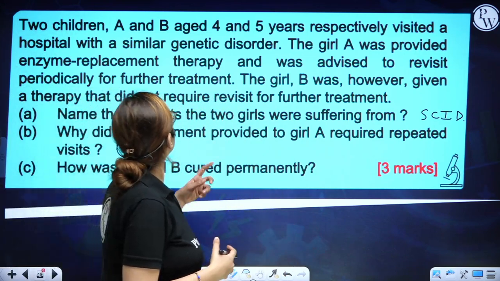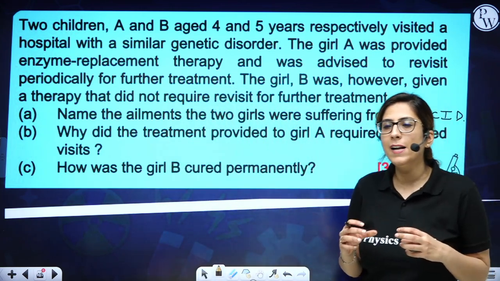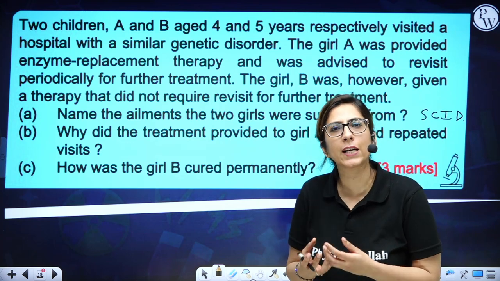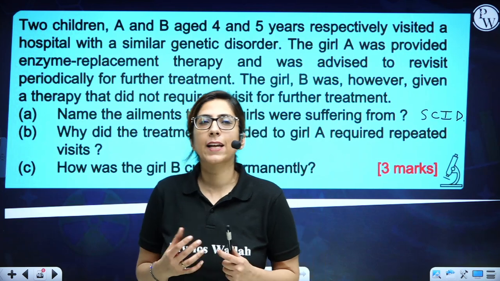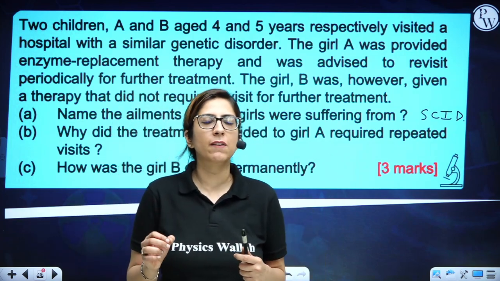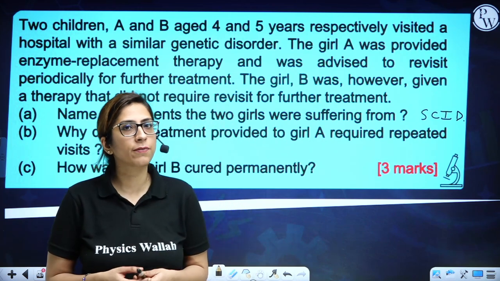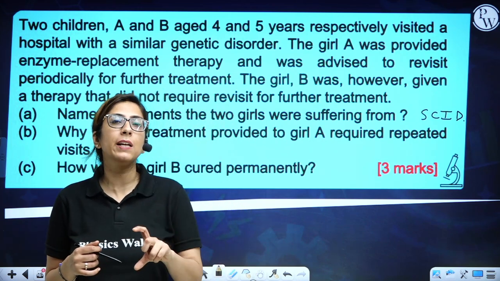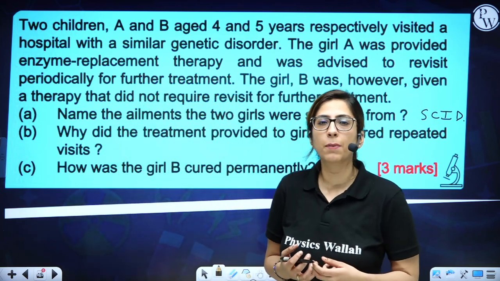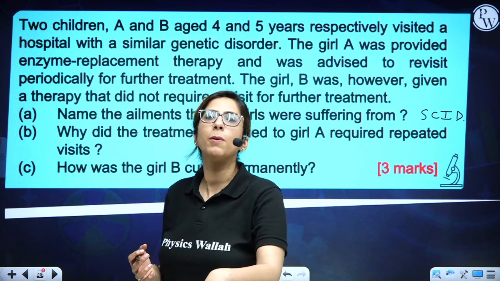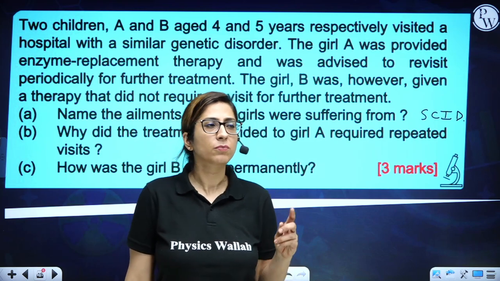Why did the treatment provided to girl A require multiple visits? Because she went for the enzyme replacement. The enzymes were periodically replaced, so she has to come again and again. Because in SCID patients, guys, one enzyme, adenosine deaminase, is absent. When it is not functioning properly, the B and T lymphocytes will not be able to mature and proliferate. If that does not happen, the overall immune system will be compromised. So a person will be immunocompromised, and the chances of further infection are very high.